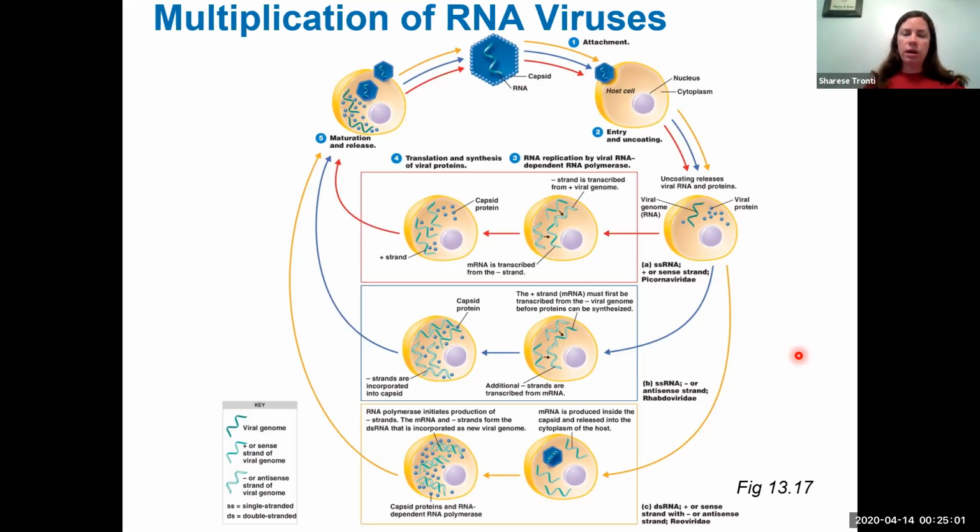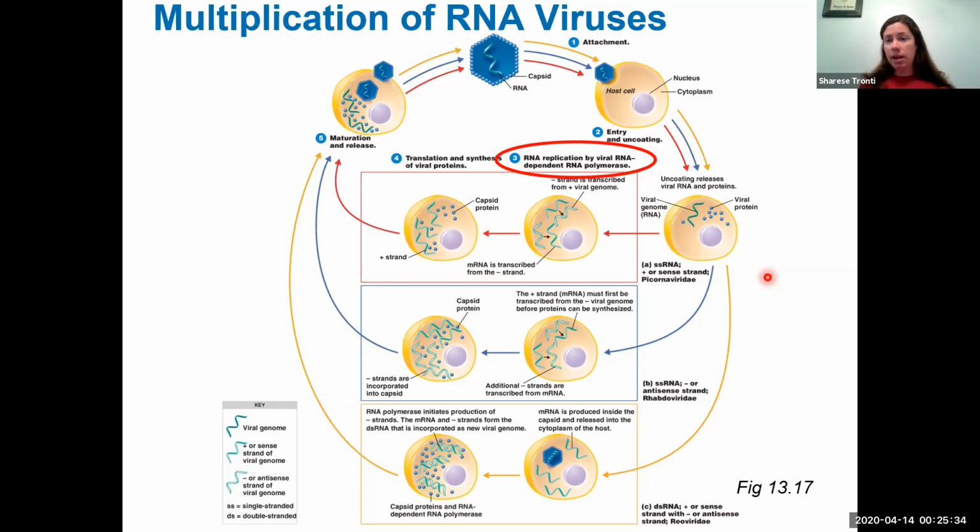And so all three methods are going to work to make that RNA. And then once they make that RNA, they will mature and be released like normal, like we've seen. But one thing that's a little bit different here is the RNA viruses have to use RNA-dependent RNA polymerase in order to make RNA from RNA.